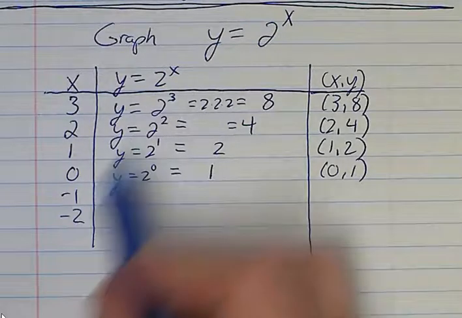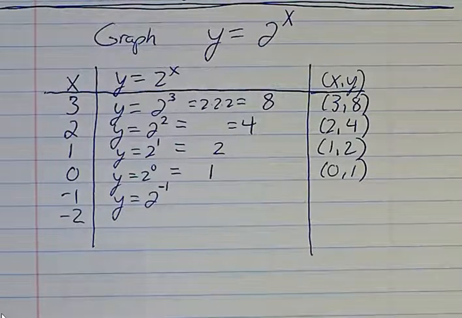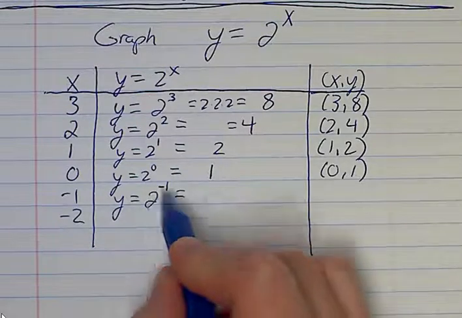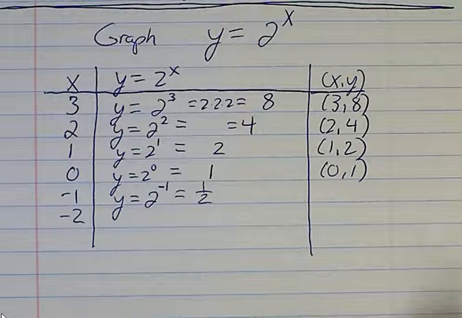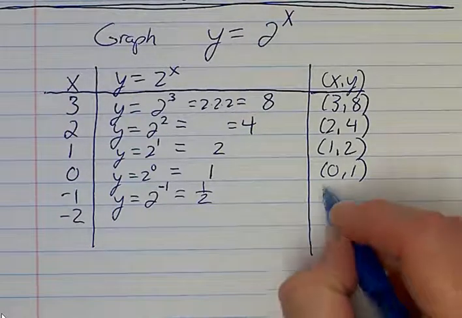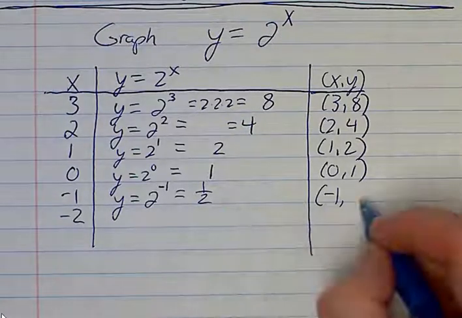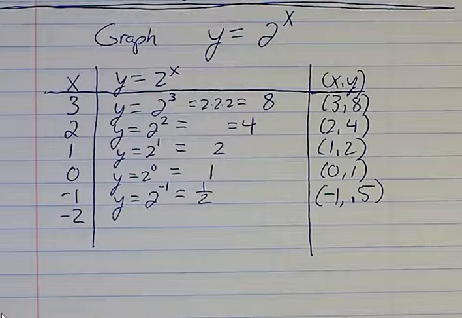Alright, so we plug in -1. That's y equals 2 to the -1 power. Again, with a negative power, that just means it needs to be in the denominator, so that's 1 over 2 to the 1st power, which is just 1 over 2. Now, if you don't like this as a half, you can always go back and change it to a decimal. You can make it 0.5 if you want to, or you can use a half. Either one of those two is okay there.